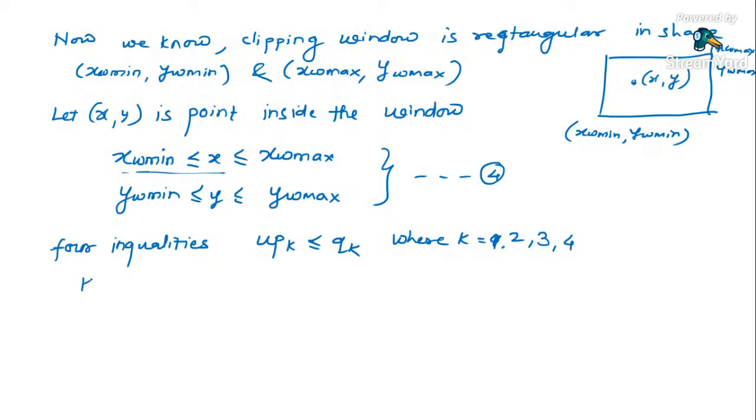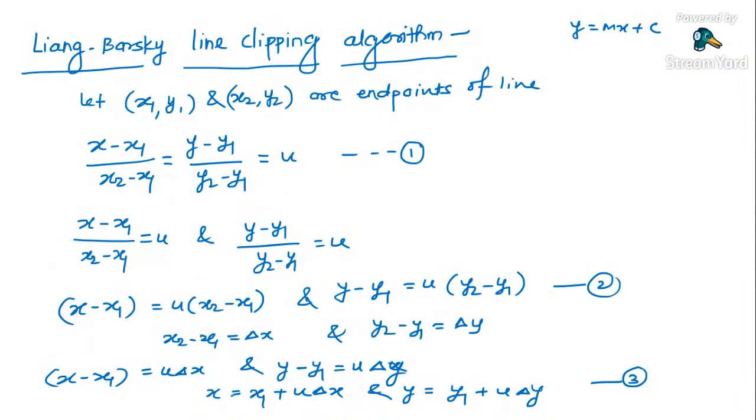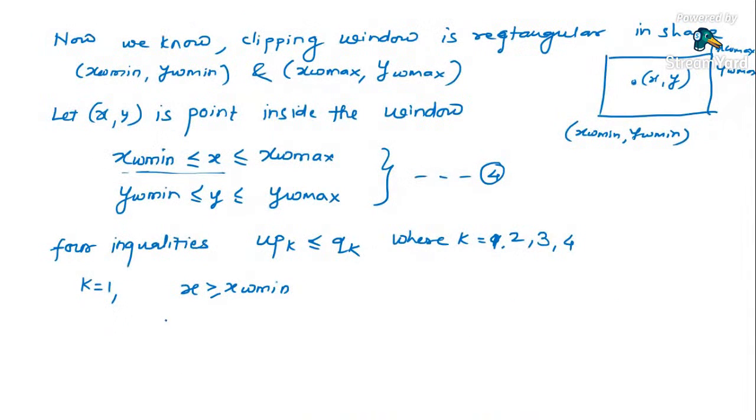Now put k equal to 1. So this is xw minimum less than or equal to x, this particular inequality related to the left side. So for k equal to 1, what you can write is x greater than or equal to xw minimum, correct? Now what is the value of x? We have x equal to x1 plus u delta x. So we'll write x1 plus u delta x greater than or equal to xw minimum.